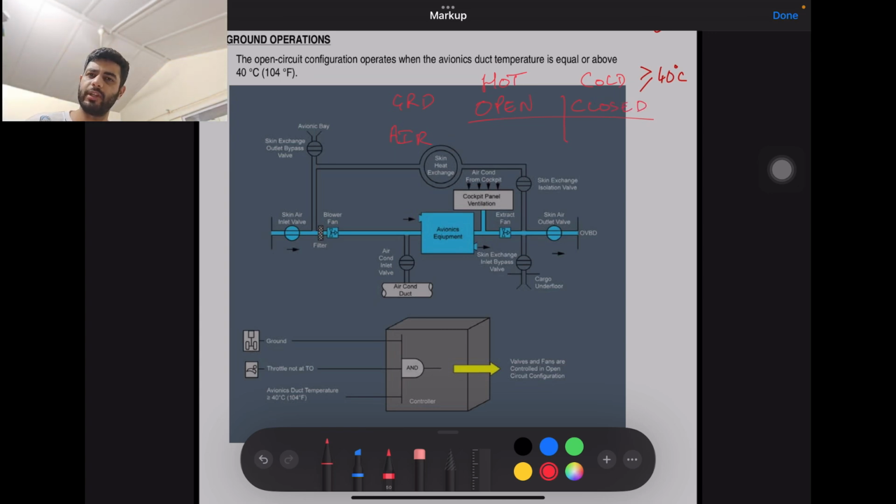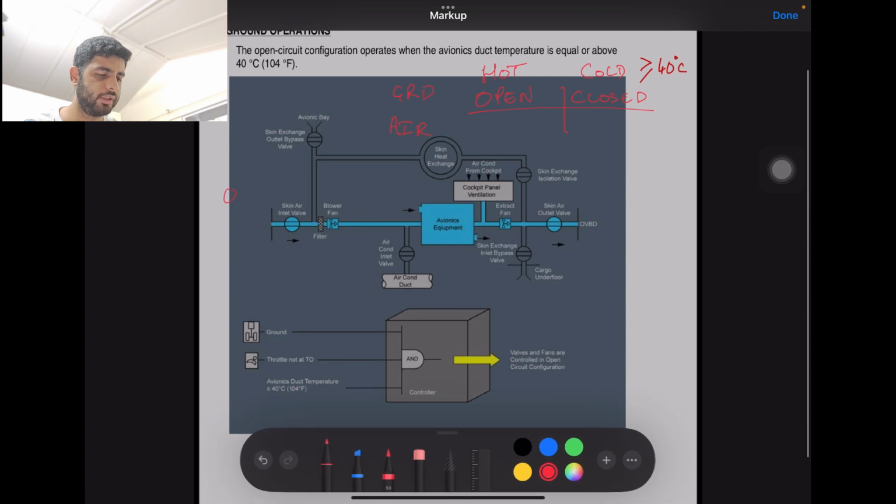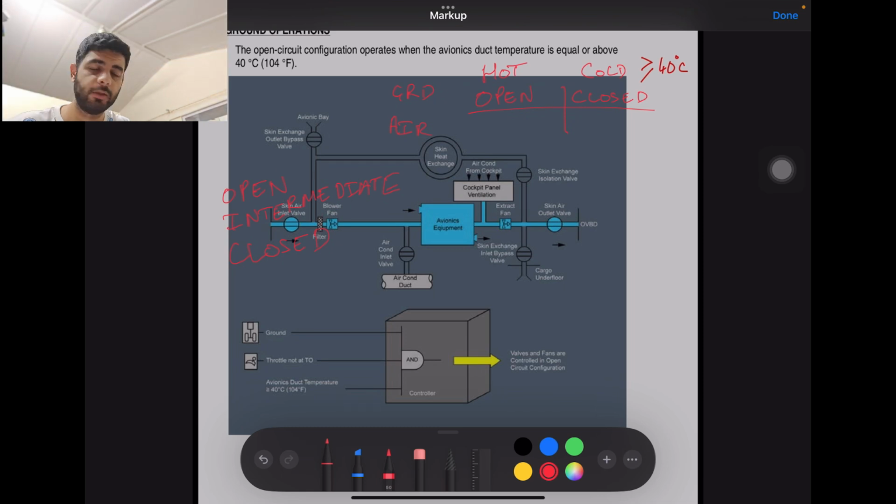There are majorly three types of configurations for avionics ventilation: open config, then intermediate config, and finally closed. If you see ground, it's either open config or closed config. In air, on the other hand, if it's too hot, you'll have intermediate config, because if I keep it in open config, there will be a loss of pressure.